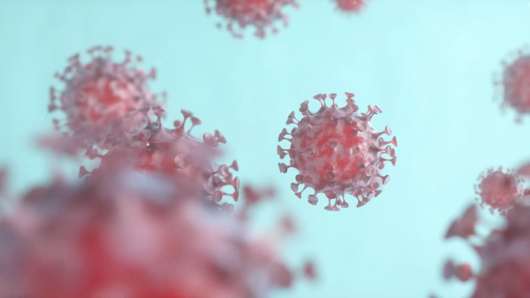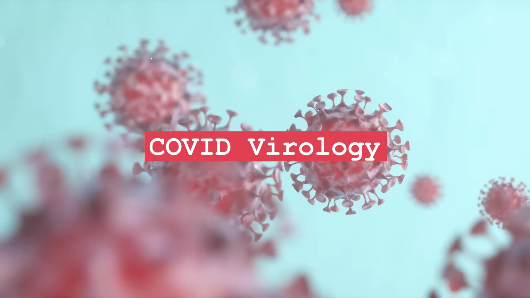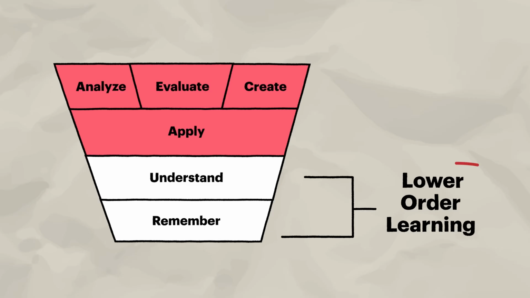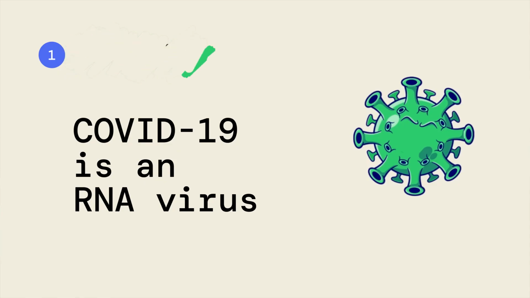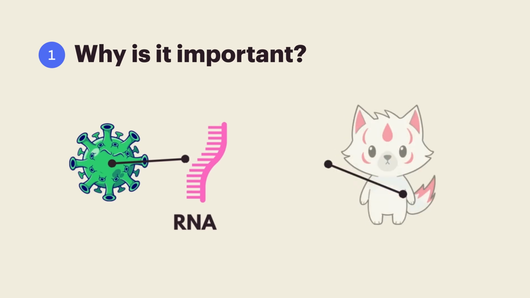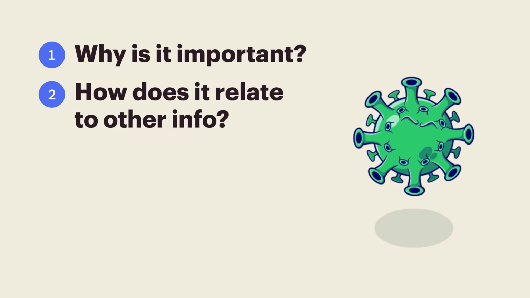Okay, let's see this framework in action, and let's say we're learning about COVID virology. First, I'll ask, what is it? COVID-19 is an RNA virus. That's great and all, but that's lower order learning, so let's go higher. Why is it important? COVID-19 stores its genetic material in the form of RNA, which is different from most other organisms that use DNA. Next, how does this relate to other information?